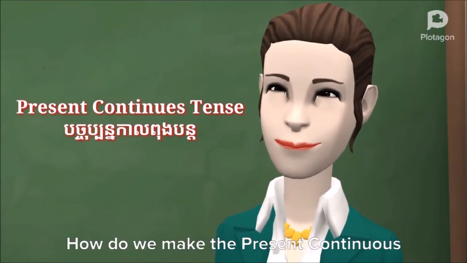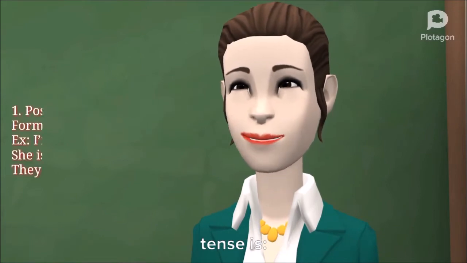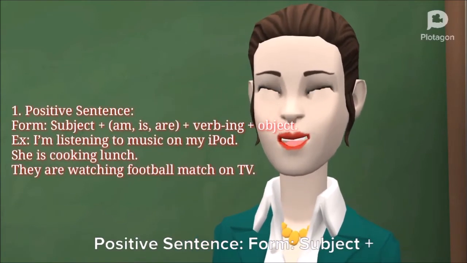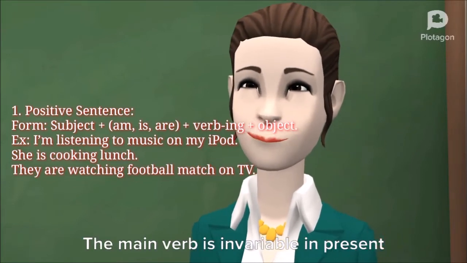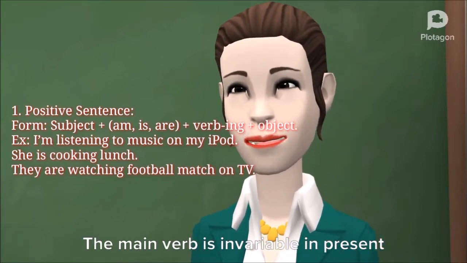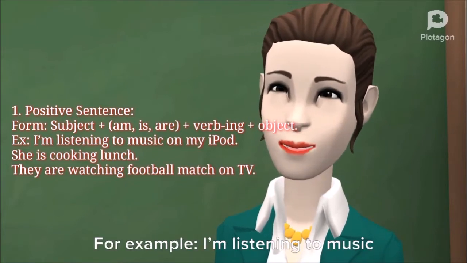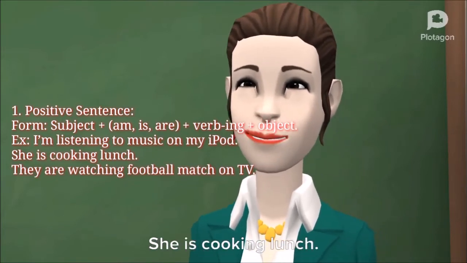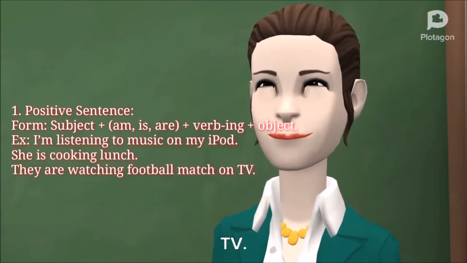How do we make the present continuous tense? The structure of the present continuous tense is 1. Positive sentence. Form: subject plus am, is, or are plus verb ing plus object. The main verb is invariable in present participle form, ing. For example, I'm listening to music on my iPod. She is cooking lunch. They are watching football match on TV.